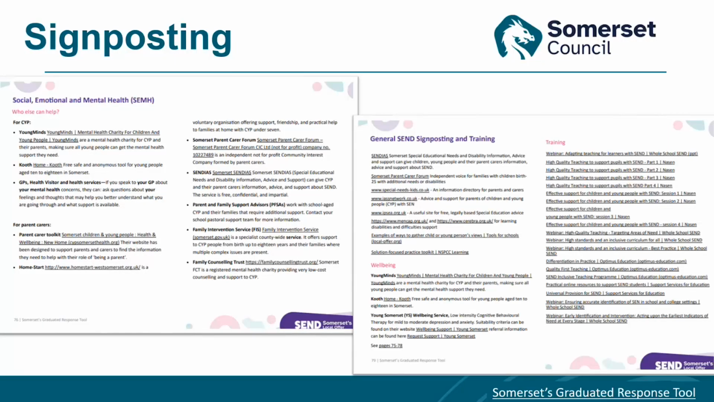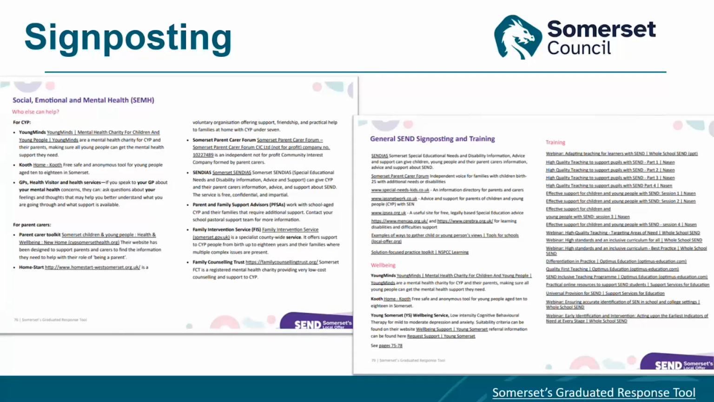And before we finish, I'd just like to draw your attention to the additional pages within the main document, because there's some really helpful signposting within them. So at the end of each of the 4 broad areas of need, there are tables, there are signposting pages, and here is a screenshot of some of the signposting for social, emotional, mental health.